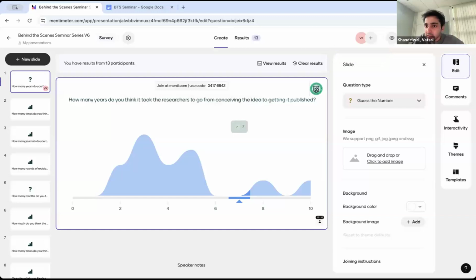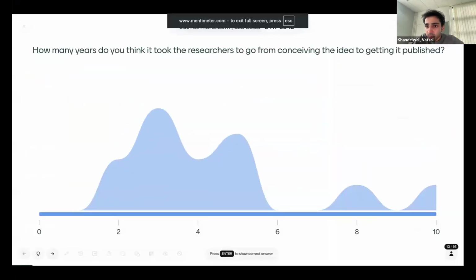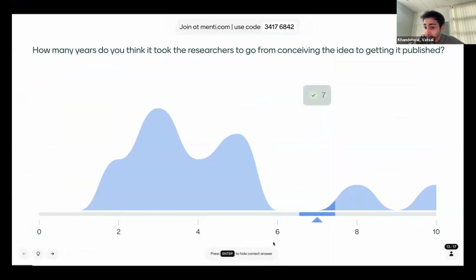So Vatsal is going to share the outcome. Yes, I'll just share my screen now, so you should be able to see my screen. All right. So the first question we asked the audience was, how many years do you think it took the researchers to go from conceiving the idea to getting it published? And that's the response. And Jamie's answer was 7 years.